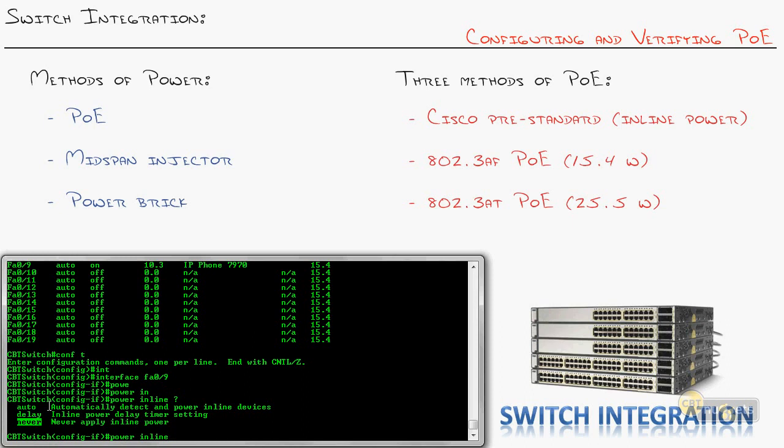Now, obviously, there's no "on" here, right? Because you don't want to fry devices. You don't just want to turn on the power and fry people as they plug in. And then there's the delay. You can delay the power over Ethernet, so you can tweak it that way.